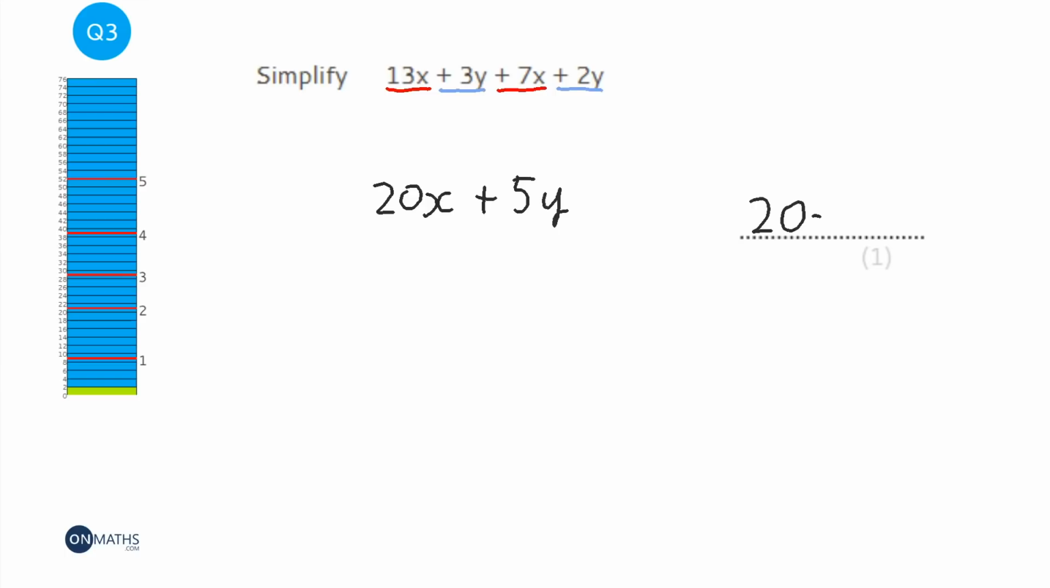Now, it can be tempting to try and add these together, but these are unlike terms. They're not like terms, so we can't add them together. You can multiply them. So if we times them together, it would be 100xy. But when we add them, we can't add them. That is our answer.